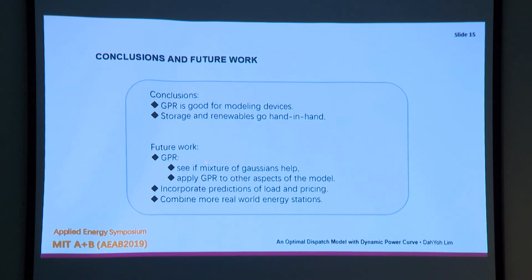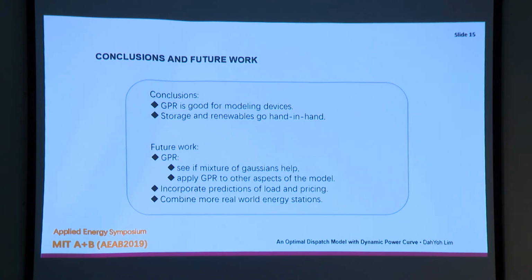There's lots of work missing here. We could see if mixtures of Gaussians help. We could apply GPR to other aspects of the model, even though I told you that Gaussian process regression gives you stochasticity in the model itself. We haven't really looked at stochastic programming here at all. So there's lots of work to be done. And we really want to look at more real-world energy stations.